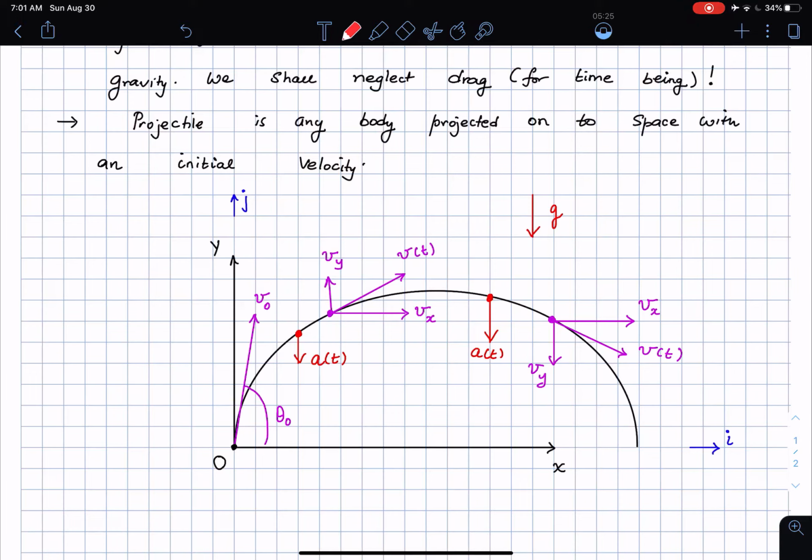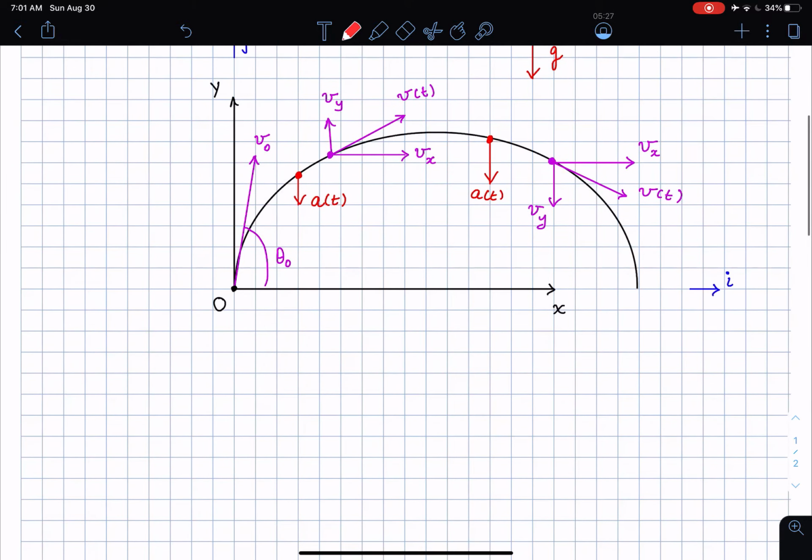Now this V naught, if I look at V naught, I can break it up into its components along the x and y directions. So the first thing I'm going to do is break V naught into components along the x and the y.